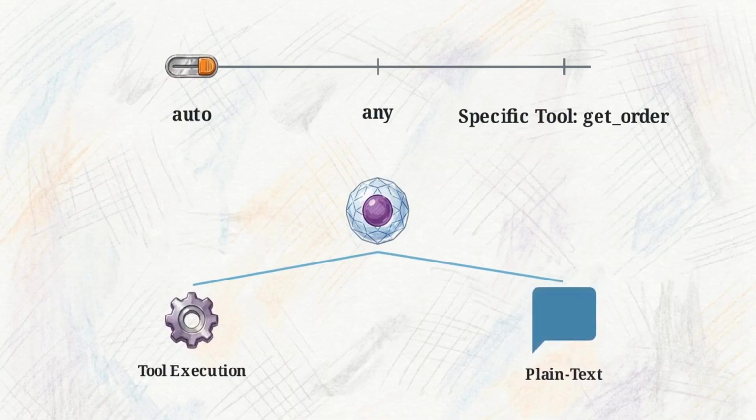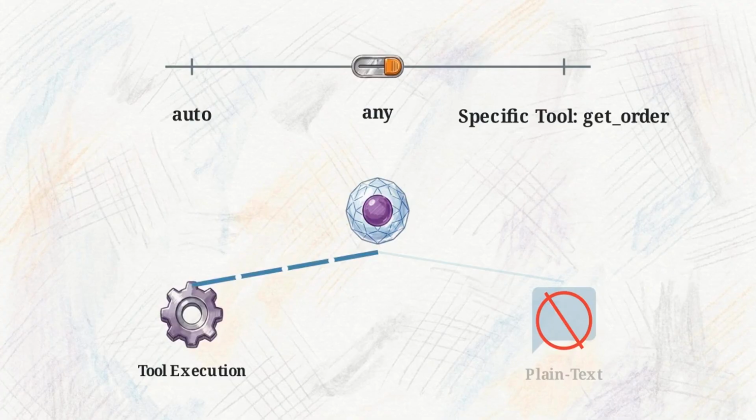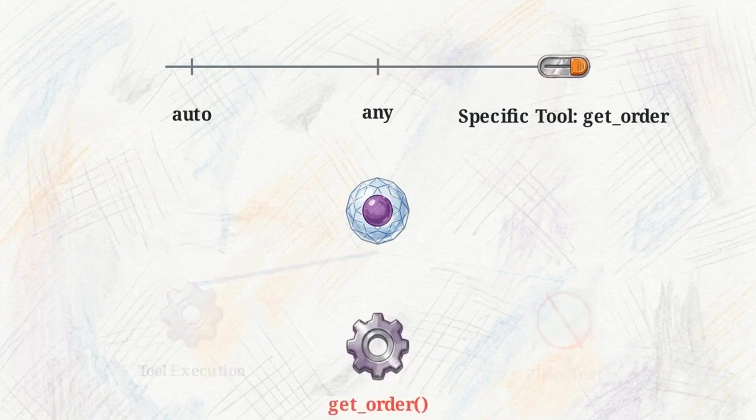This is ideal for open-ended conversation. When a plain text reply is unacceptable, setting the dial to any forces action, directing all data flow exclusively through the tool execution path. When the system requires deterministic, unimprovised execution, we lock the dial to a single specific tool. The data flow bypasses all model deliberation.